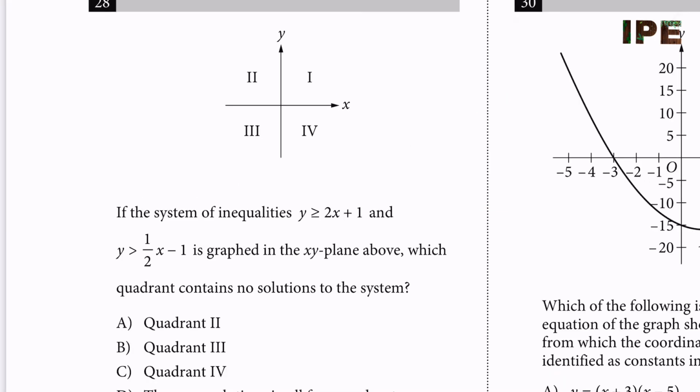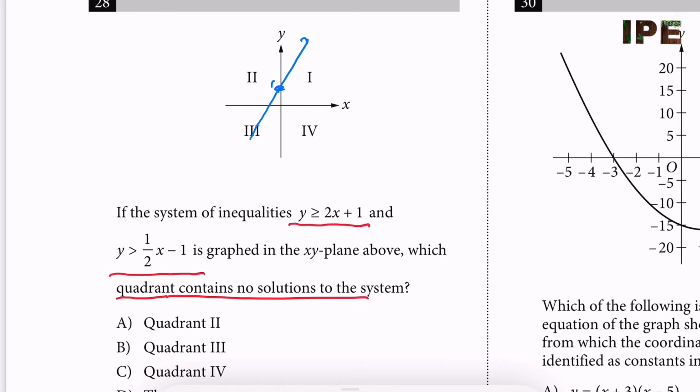A is the answer. If the system of inequalities y is greater than or equal to 2x plus 1 and y is greater than 1/2 x minus 1 is graphed in the xy plane above, which quadrant contains no solution? 1, 2, 3, 4 quadrants, right? So we draw both graphs. First, y equals 2x plus 1. The y-intercept is 1, the slope is 2, so it looks like this.